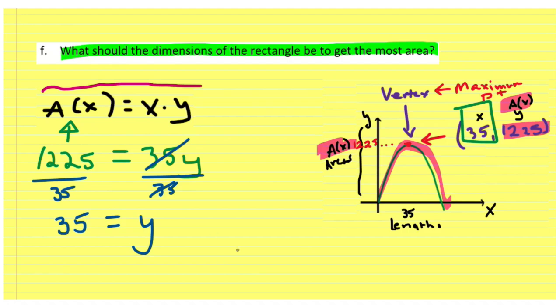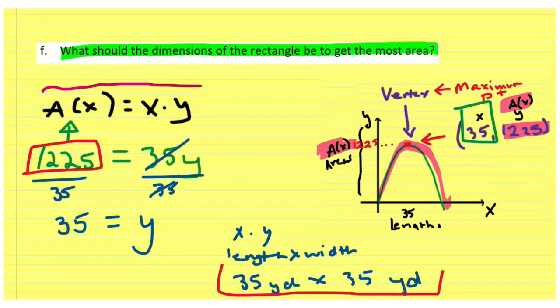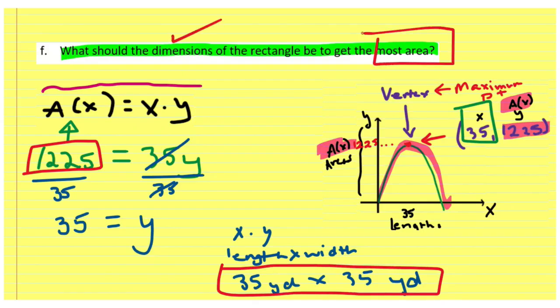So that means that my dimensions are going to be an x times a y, or a length times a width, of 35 yards by 35 yards. And a 35 yard by 35 yard garden space will give me my 1,225 maximum area. So 35 yards by 35 yards are going to be my final dimensions to get the most area.